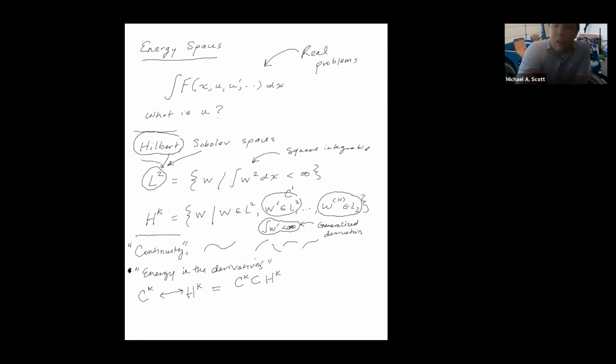So there's this very close relationship between the classical differentiable spaces, the CK spaces, and these more generic energy spaces. And so when we get to finite elements, what you'll notice is that we often are working in here in order to approximate functions in here. And the reason we do that is because there is this very close relationship between these spaces.